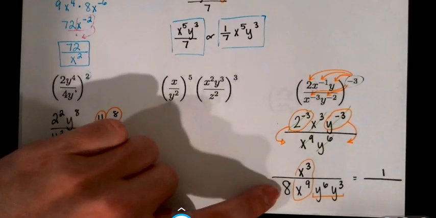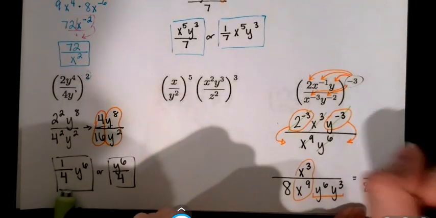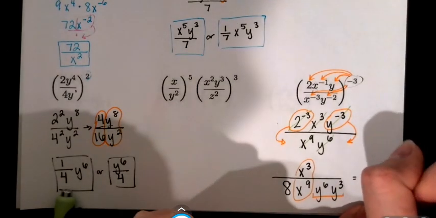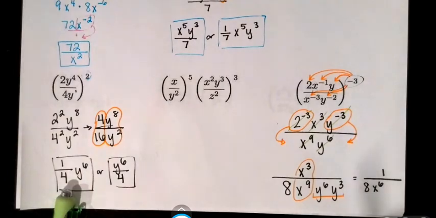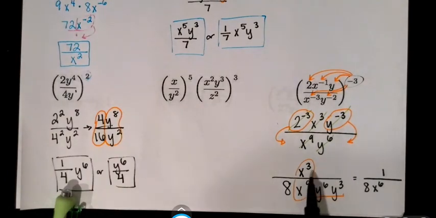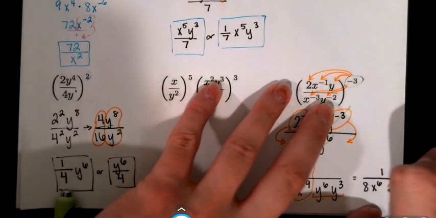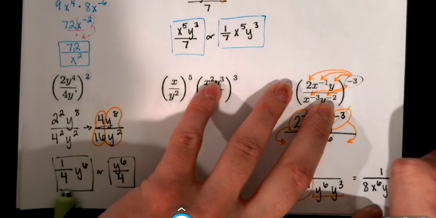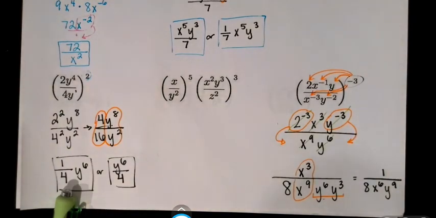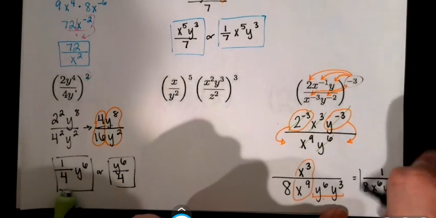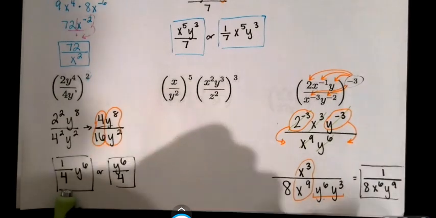I still have this 8 in my denominator. I now have x to the 6th, which came from this part. And then for my y's, I want to add my exponents. And 6 plus 3 is 9, so I get y to the 9th. And this is my final answer. I cannot simplify it any further.